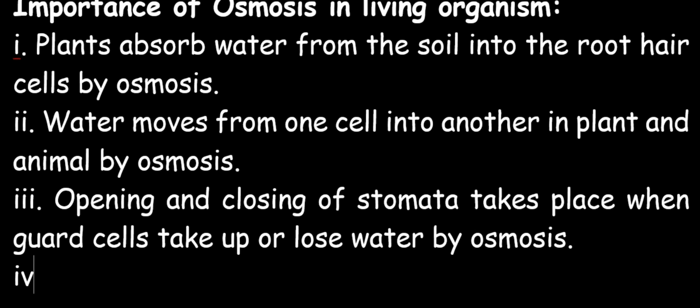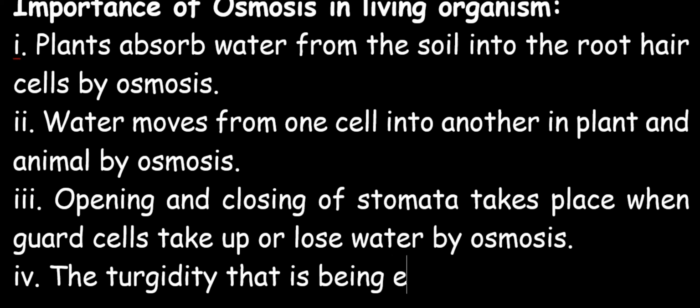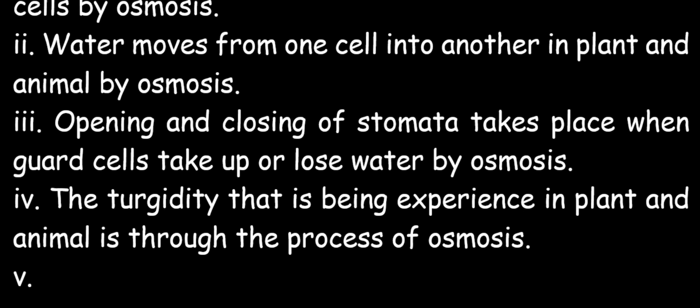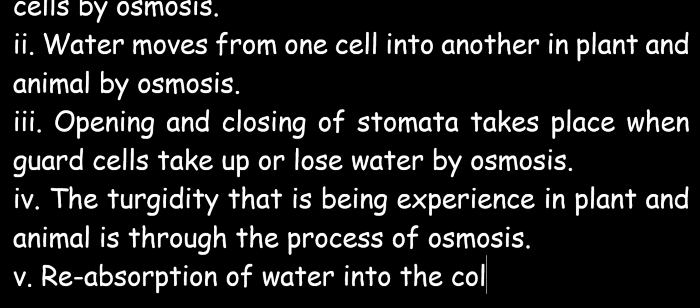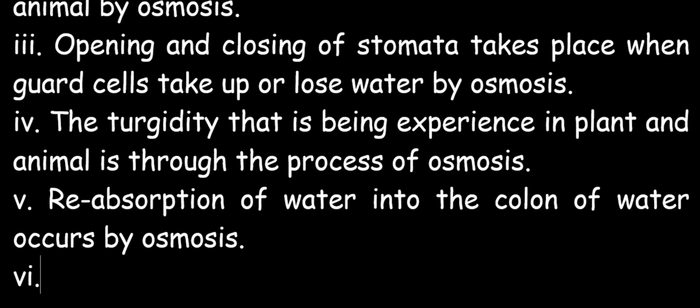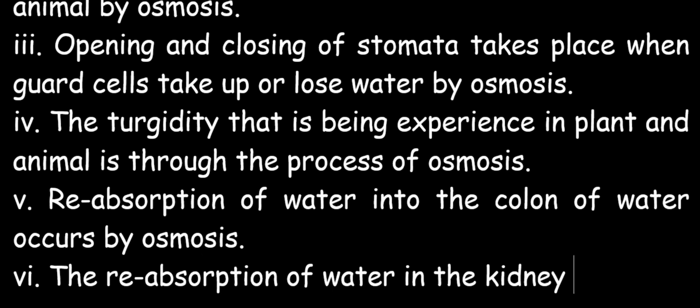4. The turgidity that is being experienced in plants and animals is through the process of osmosis. 5. The absorption of water into the colon of animals occurs by osmosis. 6. The reabsorption of water in the kidney tubules of mammals is by osmosis.